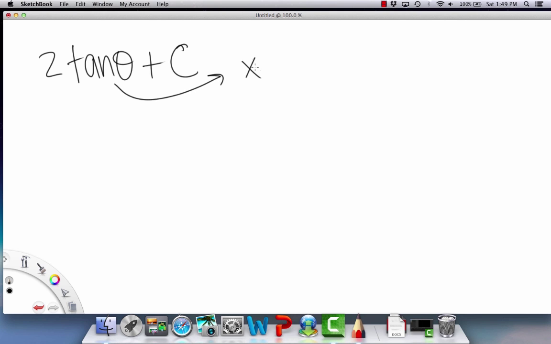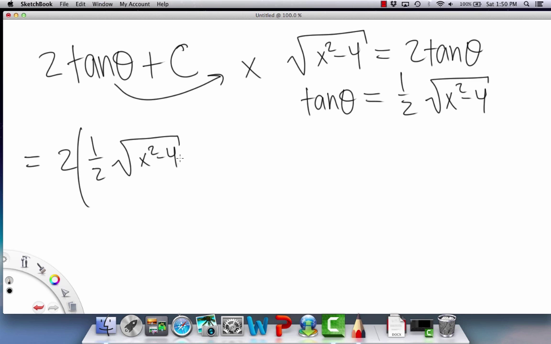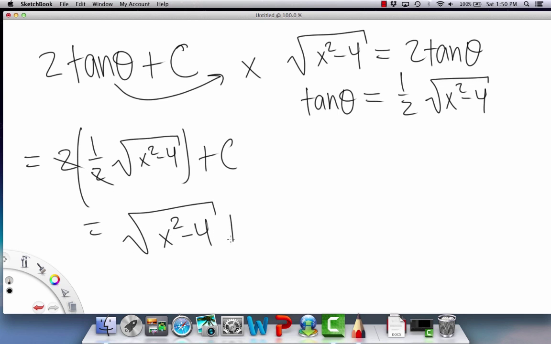And then our last step is replace with x, so we need something in terms of x here. So as we knew from the beginning, when we made our mini formulas, the square root of x squared minus 4 equals 2 tangent theta. So then to get tangent by itself, that's just going to be half of the square root of x squared minus 4. Alright, so we're going to plug this in for the tangent spot, and then we will be done. Okay, so 1/2 square root of x squared minus 4 for that spot, and then we have our plus c. So the 2's cancel, and our final answer is just the square root of x squared minus 4 plus c.